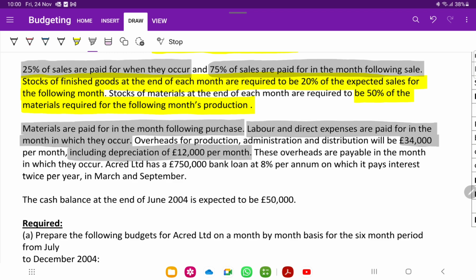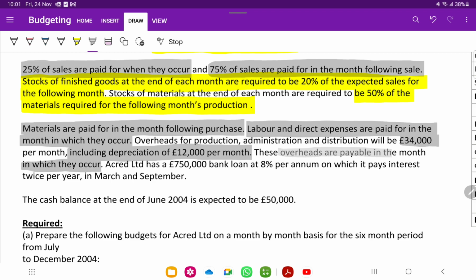So how is depreciation relevant in this situation? Because 34,000 is the overall expense, which is not 100% cash expense. Out of 34,000, the 12,000 is related to depreciation, which is a non-cash expense. So whenever there is a non-cash expense, you cannot include it in the cash budget. So what we will include as overhead payment will be 34,000 less 12,000. These overheads are payable in the month in which they occur, right?